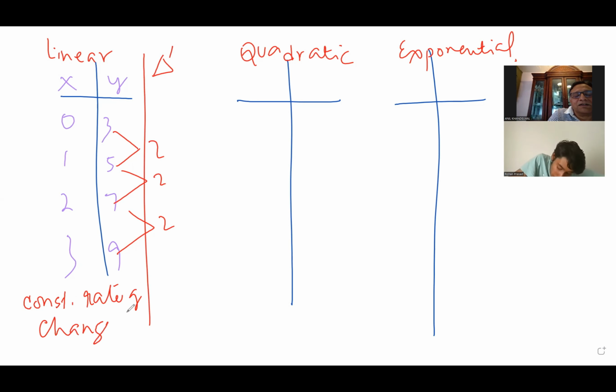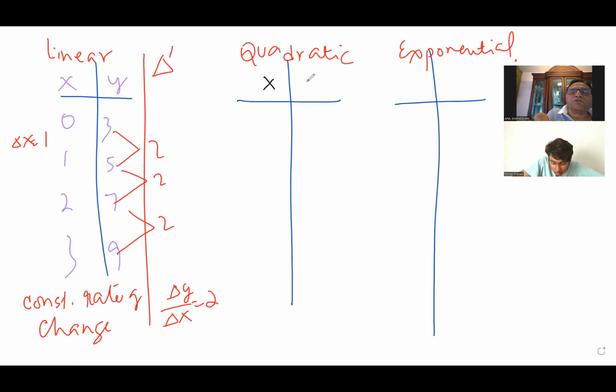Yes, sir. It means delta y over delta x is constant, right? In this case, it is equal to 2, correct? Change in y is 2 and change in x is 1, right? So we are saying delta x equals 1. So change in y is your rate of change. Now let's take some values. y equals x squared, that is quadratic in nature, right? So let's say x is 0, 1, 2, 3. Then we have y as 0, 1, 4, 9, correct?